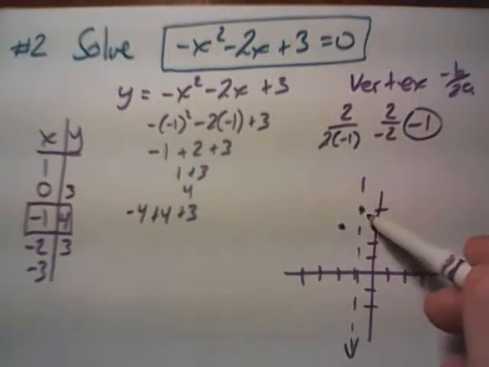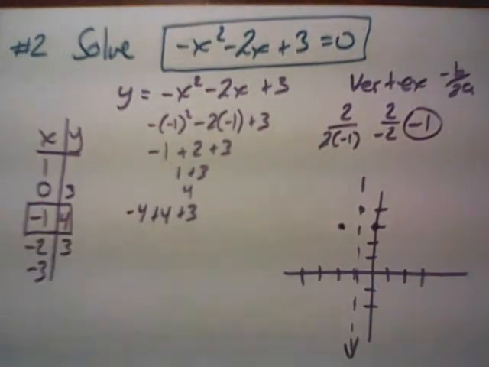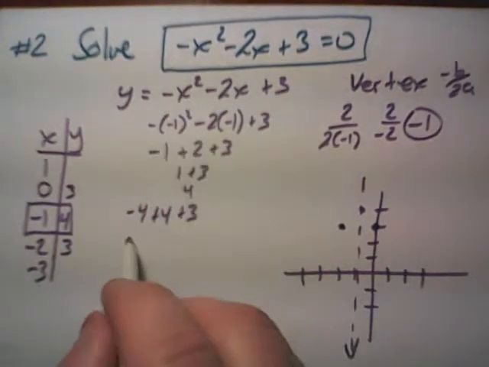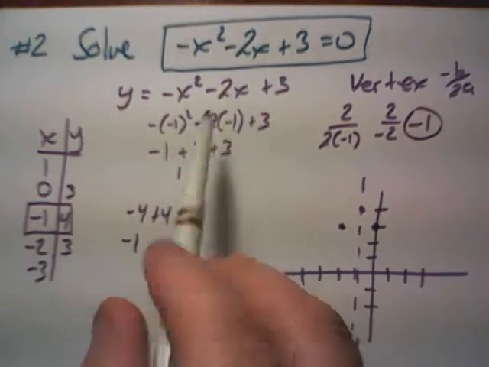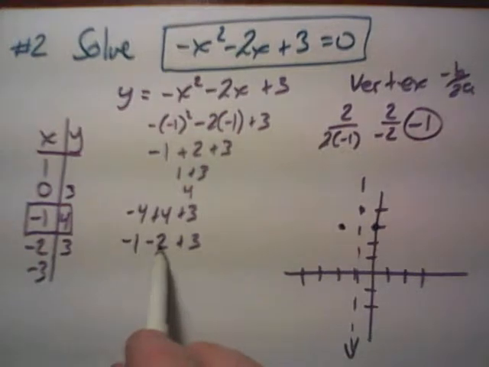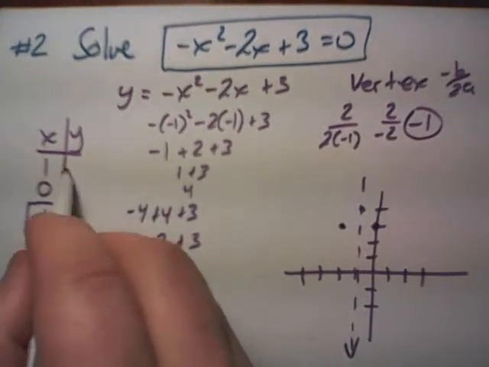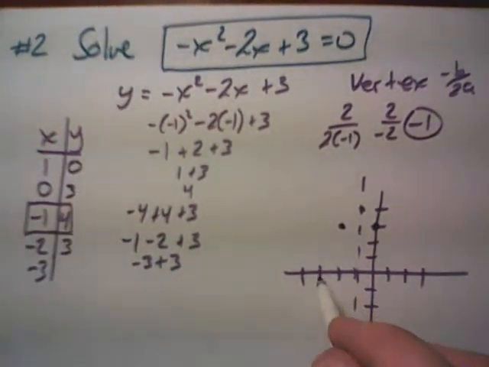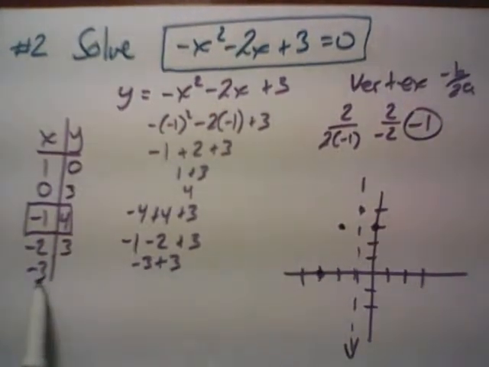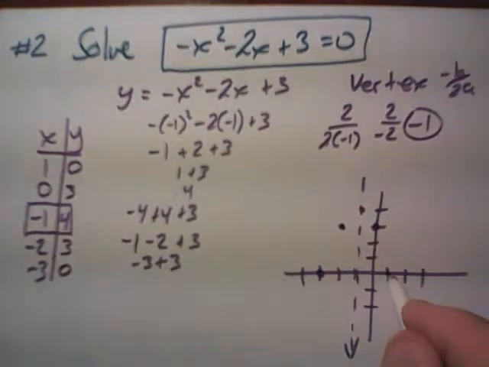We know it's going to open down. It's going like this. It's not yet equal to 0. Let's try plugging in 1. If I plug in 1 here, I have 1 squared is 1, but then the negative is going to make it negative 1. Negative 2 times 1 is negative 2, and then plus 3. So negative 2 minus 2 is negative 3, and negative 3 plus 3 is 0. So there is a point at 1, 0. And if I were to plug in negative 3, I would indeed get 0 again.